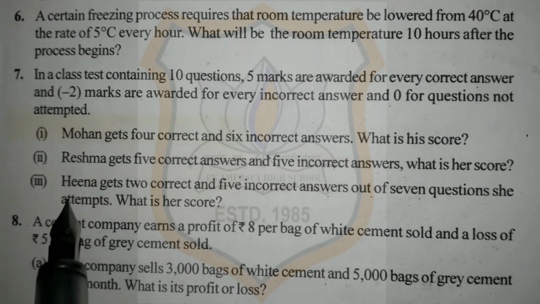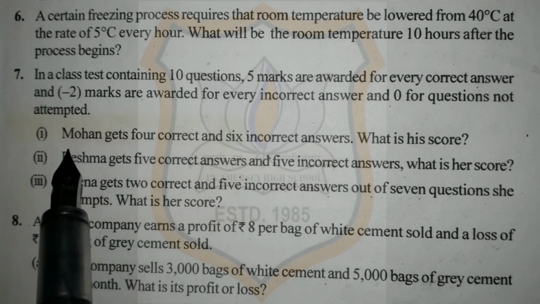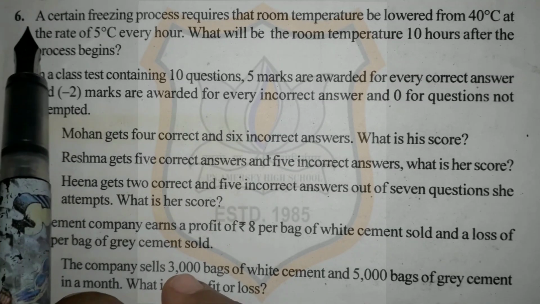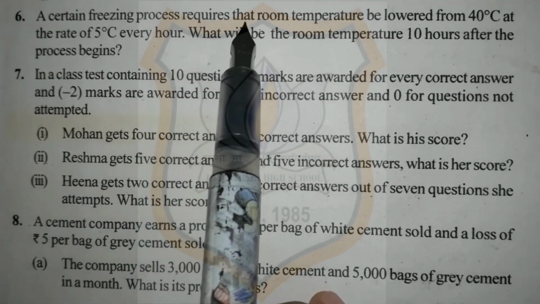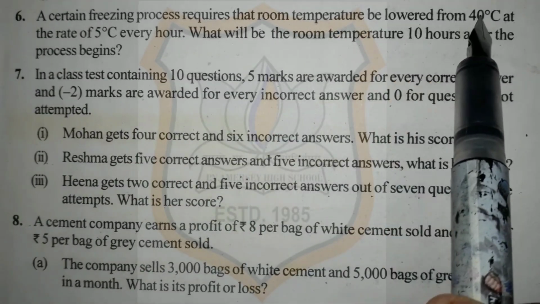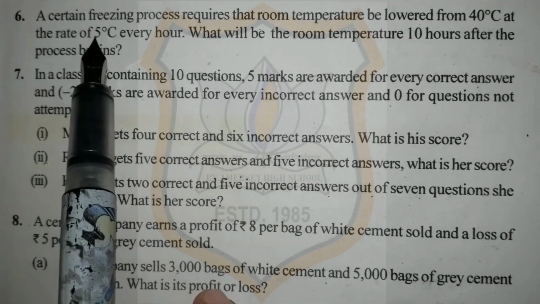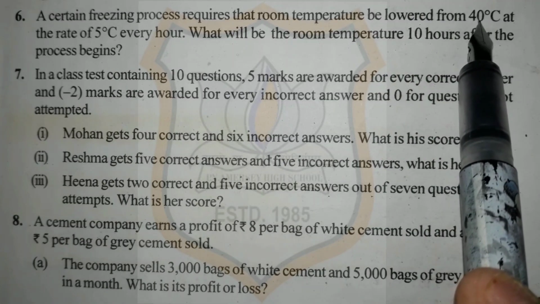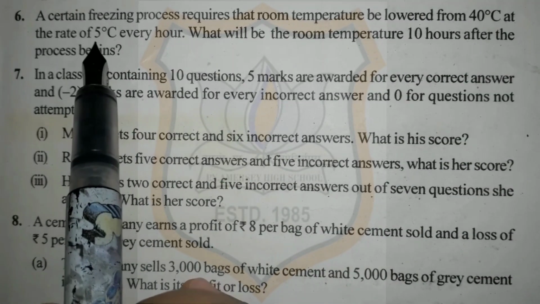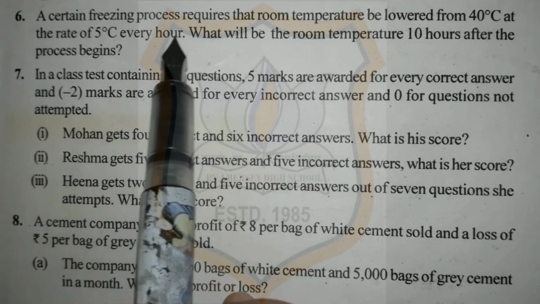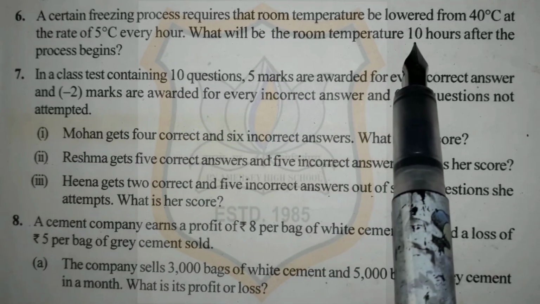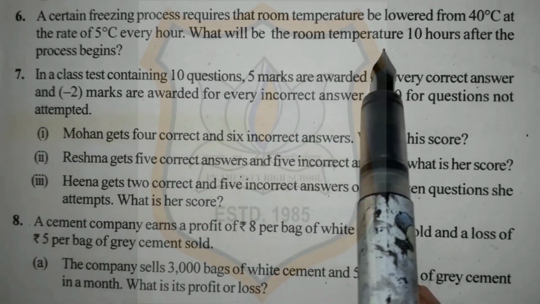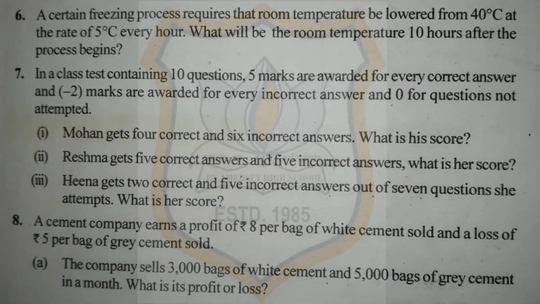Today we are going to start our video with question number 6 of exercise 1.3. Question number 6 of exercise 1.3 is: a certain freezing process requires that room temperature be lowered from 40 degrees Celsius at the rate of 5 degrees Celsius every hour. That means present room temperature is 40 degrees Celsius and it is decreasing by 5 degrees Celsius every hour. What will be the room temperature 10 hours after the process begins? You have to calculate room temperature after 10 hours.